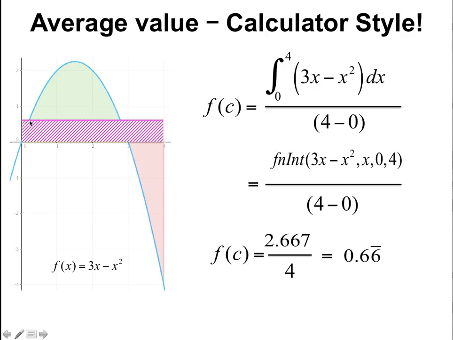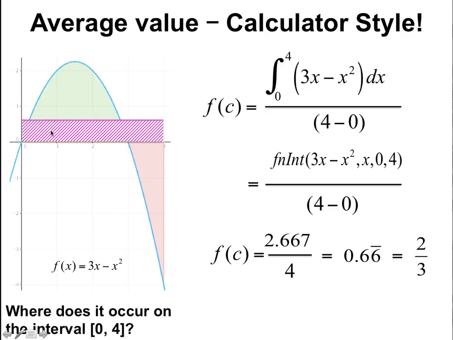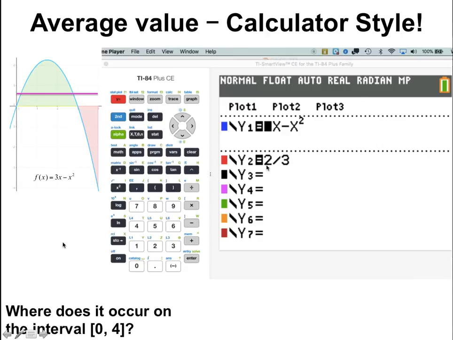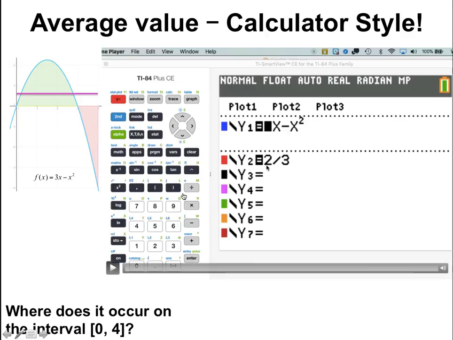And so notice that this average value also intersects the function in 2 spots. So what that's saying is that, again, we have to take this function and set it equal to 2/3 to figure out where those points of intersection are. And so we're going to do that one, and we're going to go ahead and show you what that looks like.